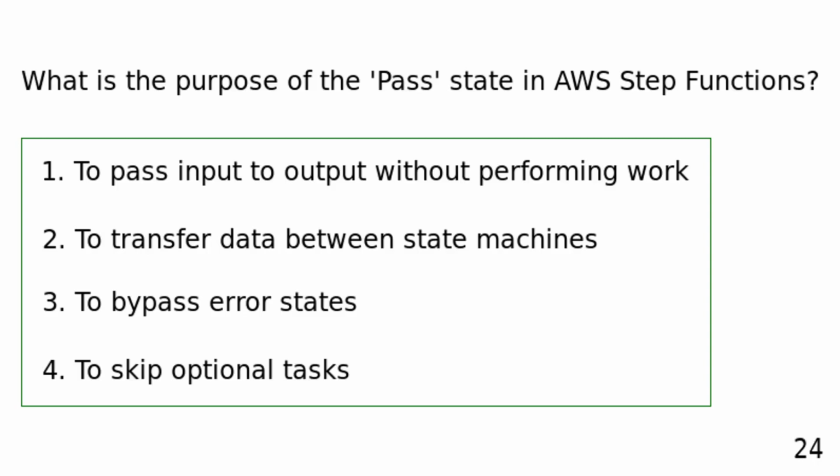What is the purpose of the pass state in AWS Step Functions? To pass input to output without performing work. To transfer data between state machines. To bypass error states. To skip optional tasks.